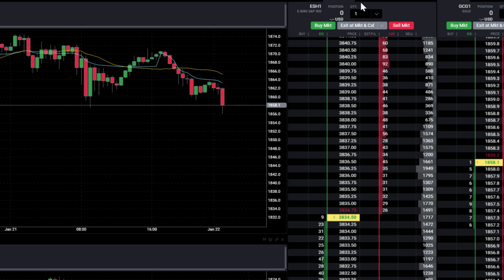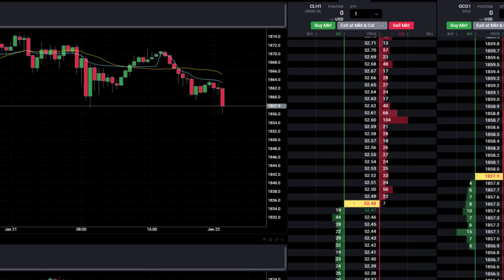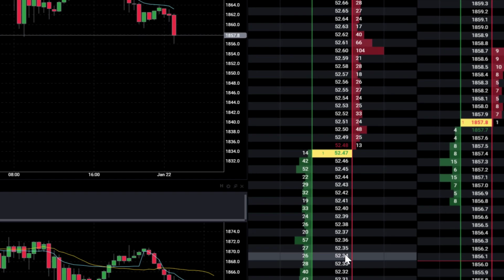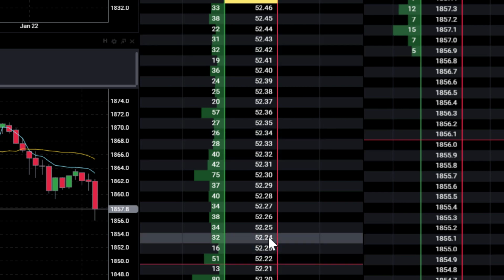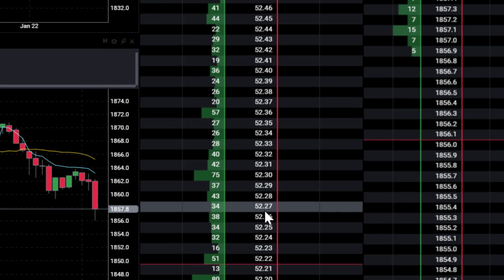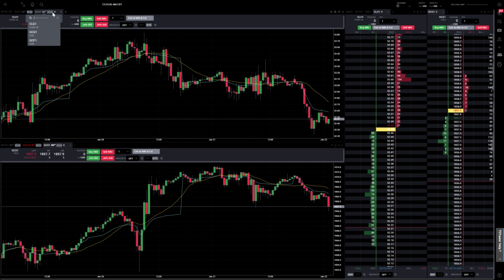And the last example we'll use is CL, which is crude oil. As you can see here, crude oil has 1 cent increments, 52.22, 23, 24, 25, etc. And $1 move in crude oil equates to $1,000 of price movement. So that means every tick that we move, from 48 to 49 or 48 to 47, every tick that we move is $10 of price movement.